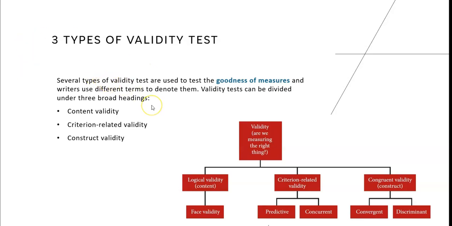So there are three types of validity tests that you can do. And they are called content validity, criterion related validity, and construct validity. Okay, so we're going to look one by one.